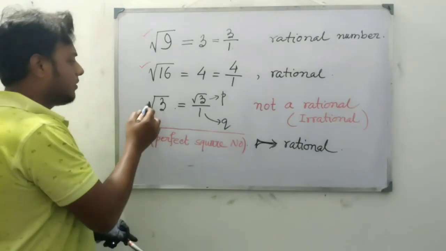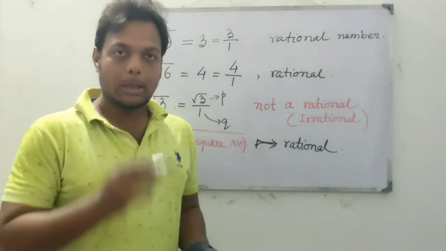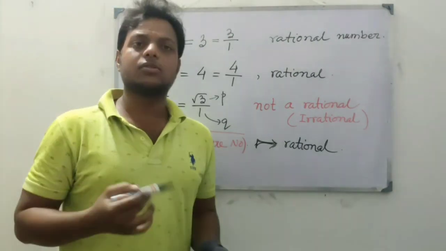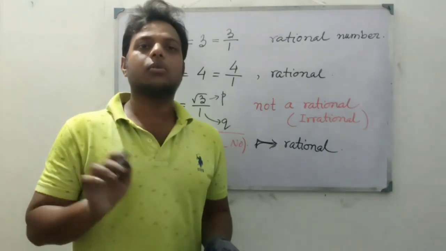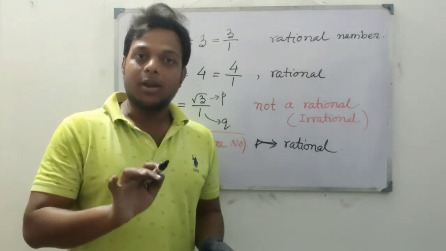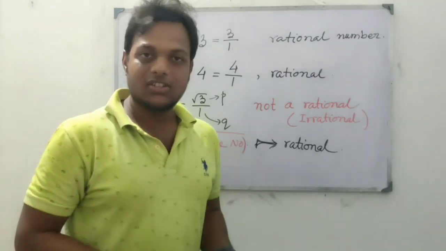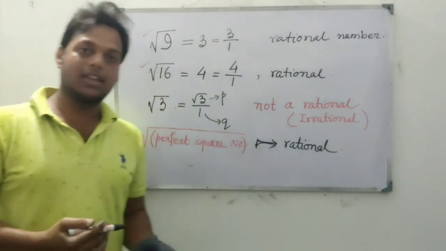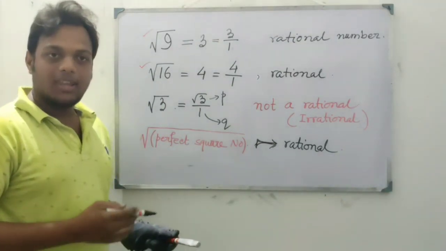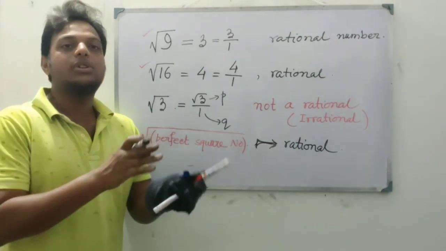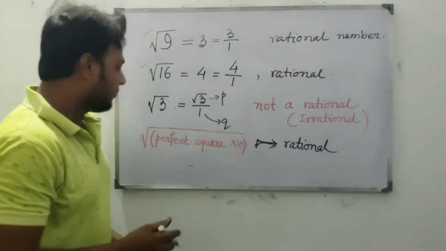But what about root 3, root over 5, root over 7? Now 5 is not a perfect square number. Understood? Then what about root over 5? Root over 5 can't be expressed into the form p by q, where p and q are integers. So root over 5 is also an irrational number. So in the case of square root numbers, we can easily identify which one will be rational and which one will be irrational.